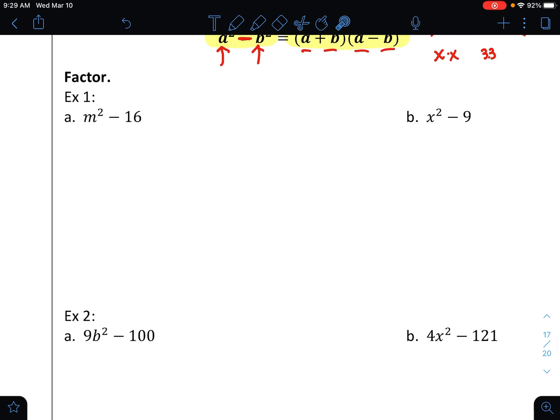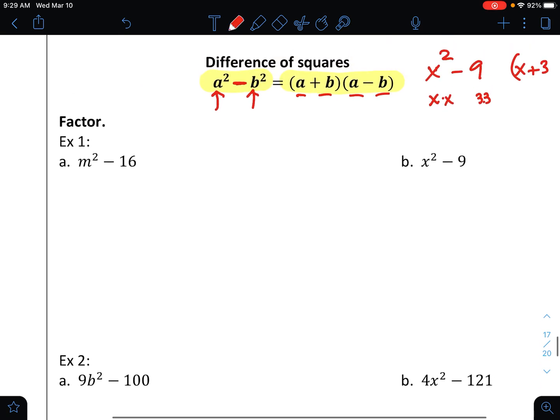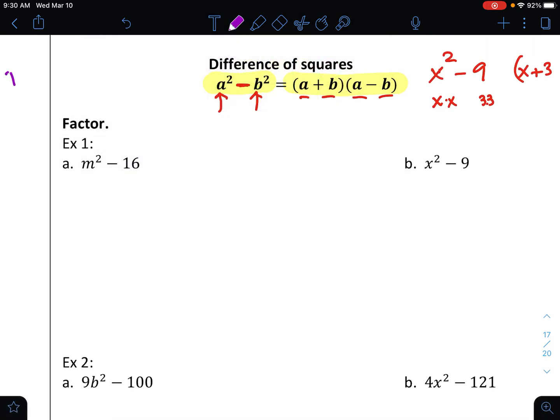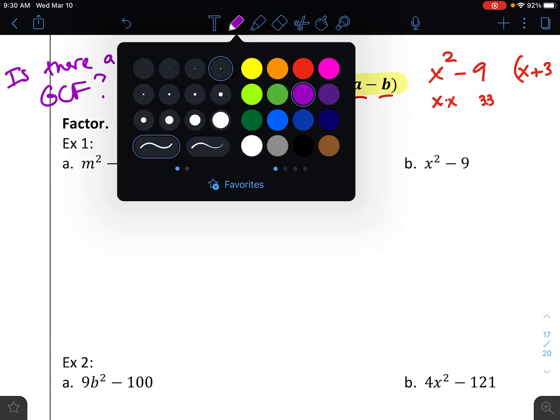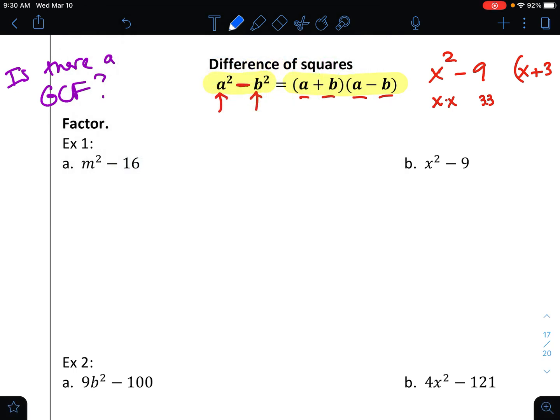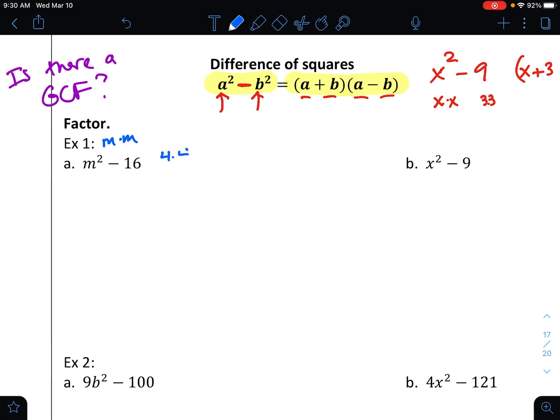The first couple is what we have above. What I see here, first of all, I need to ask myself, is there a GCF? Always look for a GCF. If there is one, you will need to factor that out. So m squared minus 16, there is no GCF here, so I can skip that step. I am looking at m squared, which is a perfect square, it's m times m. 16 is a perfect square because it's 4 times 4. So I can do this format right here.